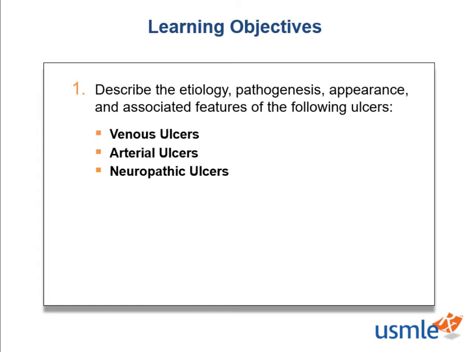Today, we have one objective that applies to all three kinds of ulcers: to describe the etiology, pathogenesis, appearance, and associated features of venous, arterial, and neuropathic ulcers.